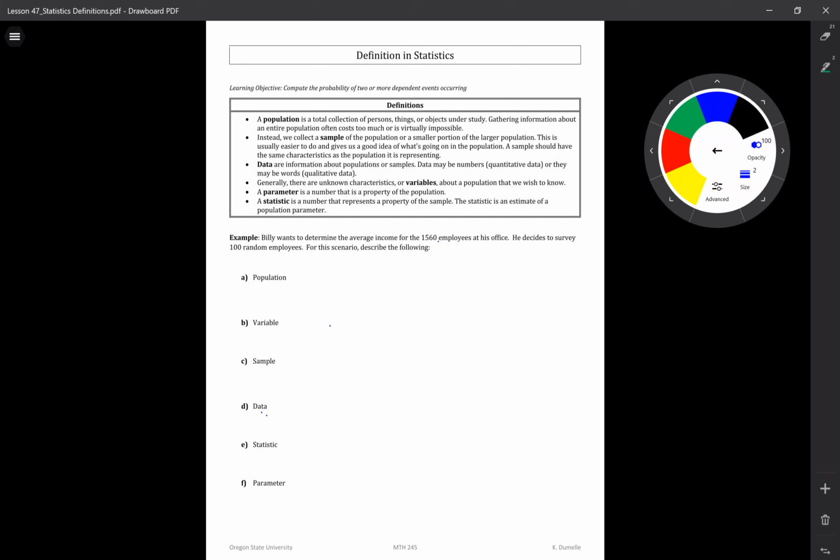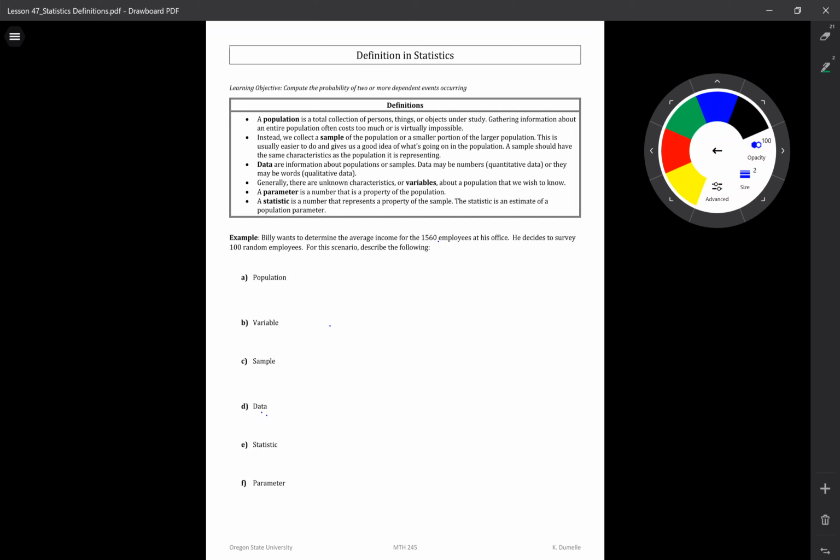So instead of trying to collect data from every single person, we collect something called a sample. This sample is just a part of the population, and this is usually easier to collect data from. And if we do it right, it gives us a good idea of what is going on in the population. A sample should have the same characteristics as the population that it is representing. So this is pretty important. Our sample has to be representative of the data that we are wanting.